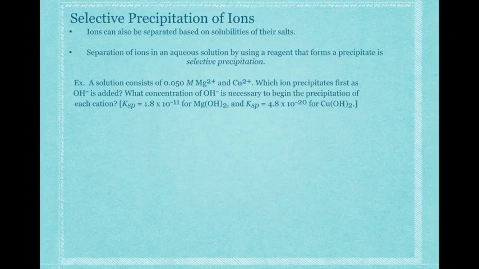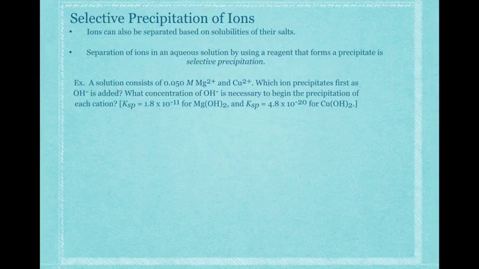So if we look at this problem, we're given magnesium ions and copper ions. It asks which ion is going to precipitate out first with hydroxide. What we need to do is calculate the concentration of OH that's needed to precipitate out each of these cations. The one that requires the least amount of hydroxide is the one that's going to precipitate out first, because as I slowly add hydroxide, one will precipitate out before the other one will.